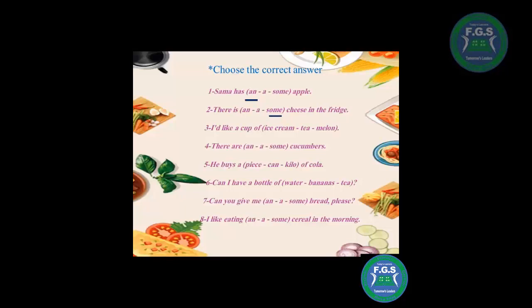Number 3, I'd like a cup of ice cream or tea or melon. Of course, a cup of tea. Number 4, there are an or a or some cucumbers. Cucumbers are plural, you can see the s, so we add some cucumbers. Number 5, he buys a piece or can of or kilo of cola. Cola comes with a can of cola.